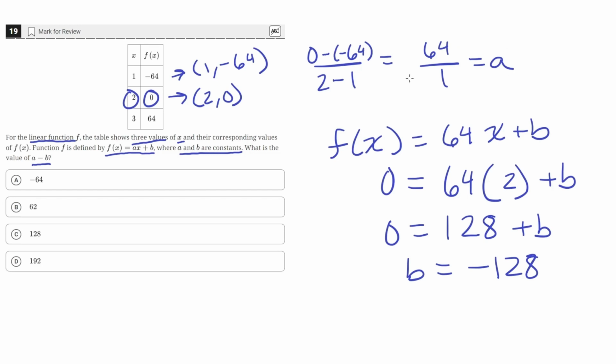So now we have the value of a and the value of b. So a, 64, minus b, negative 128, is equal to 192, which is answer choice D.